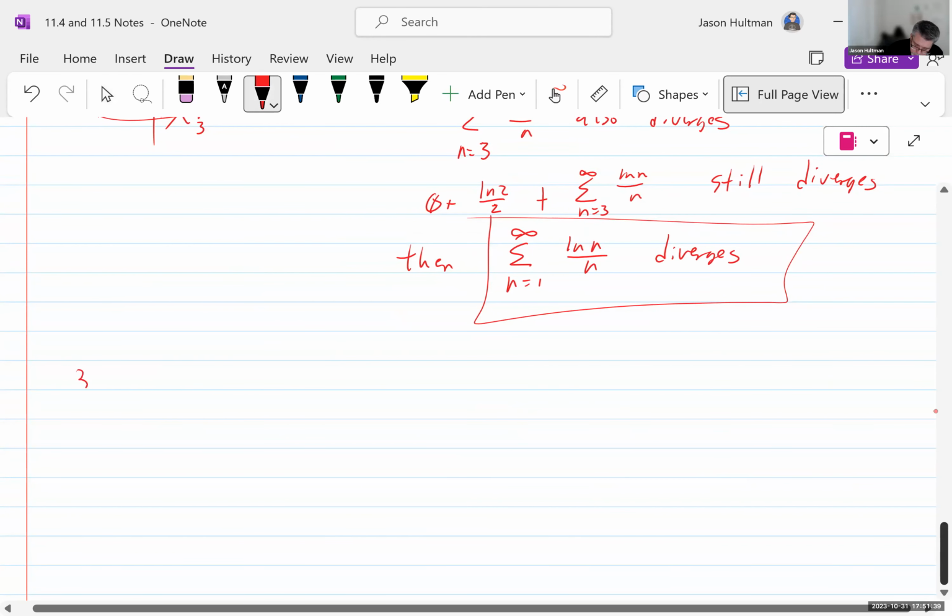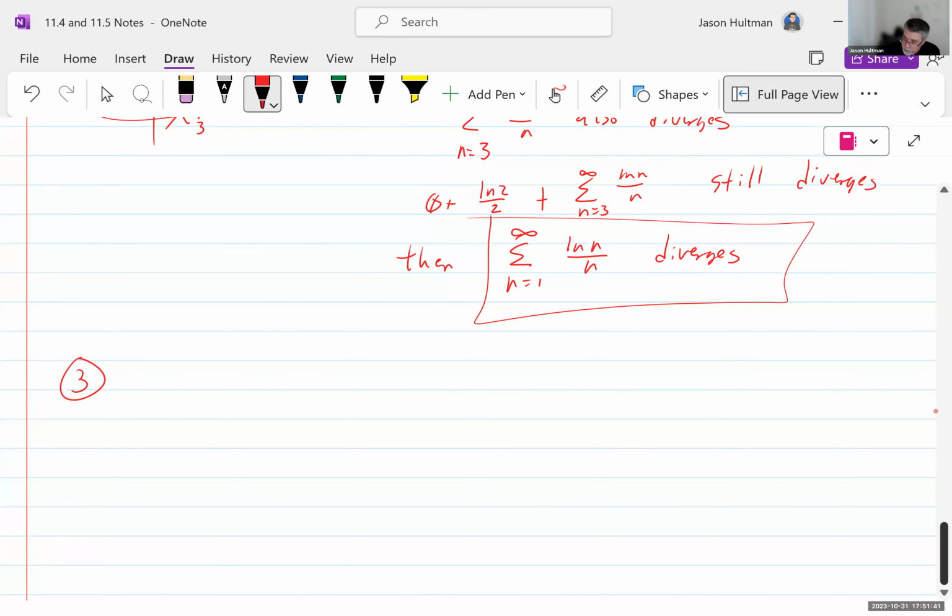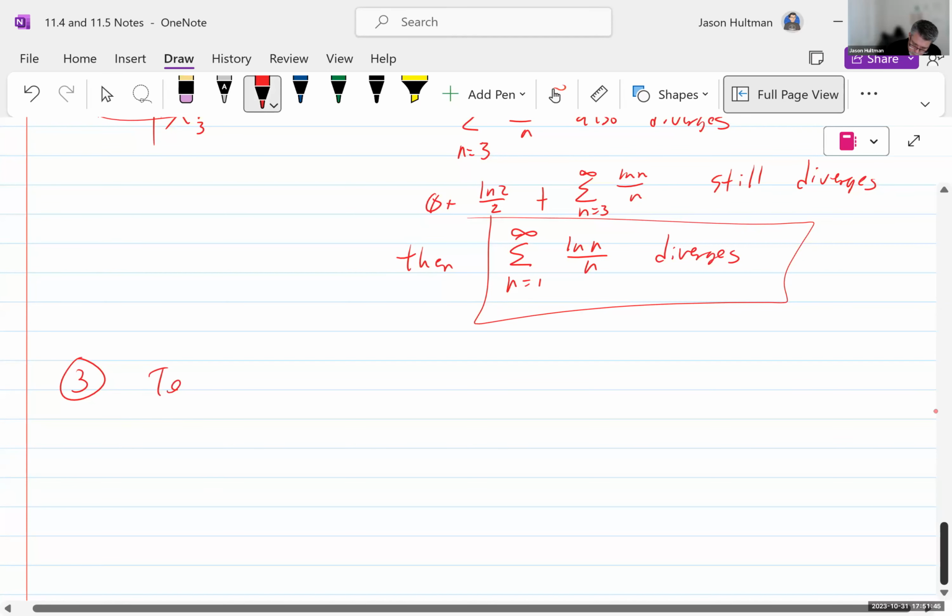Okay, number 3. Test the series summation n equals 1 to infinity of 1 over 2 to the n minus 1 for convergence.